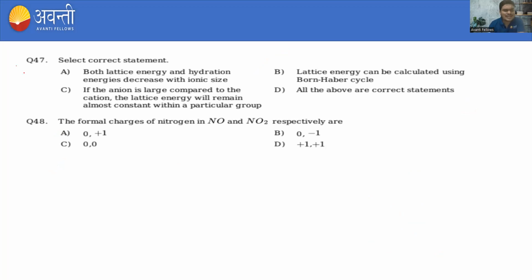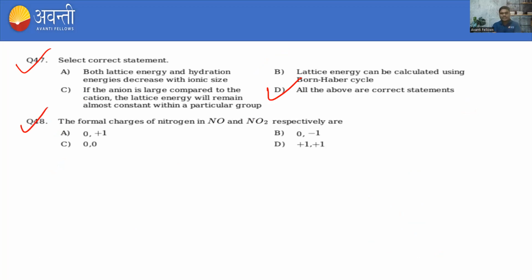Now, select the correct statement out of the following. That is question number 47. Both lattice energy and hydration enthalpy decrease with ionic size. Lattice energy can be calculated using the Born-Haber cycle. If the anion is large... I guess all three points are very much correct. So the correct option for this question is that all of them are correct. These are all basic definitions of the Born-Haber cycle and lattice enthalpy. Okay? Chalo.